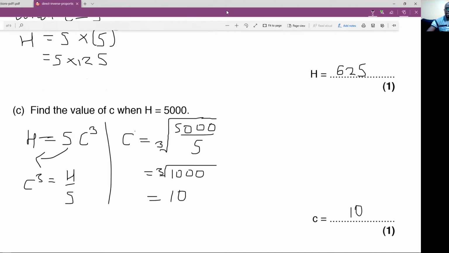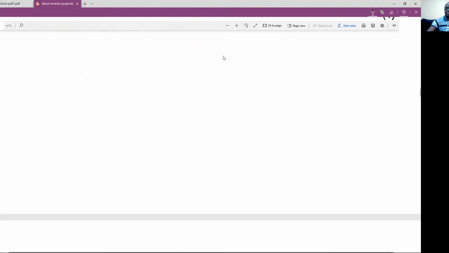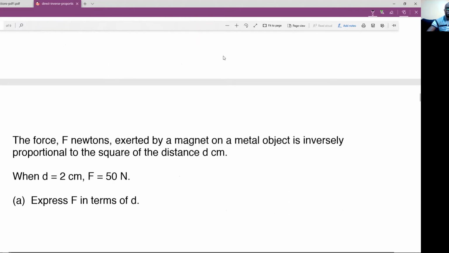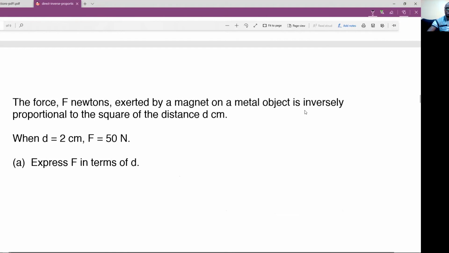Now, I think that will be the end of the direct variation question. Now let's look at this problem of inverse variation. See the difference. This question is now about inverse variation. And it says the force F newtons exerted by a magnet on a metal object is inversely proportional to the square of the distance d centimeters.